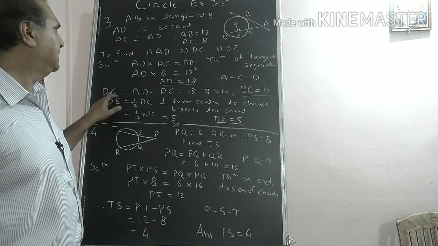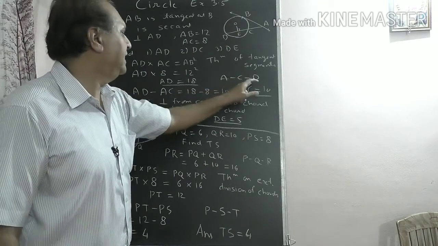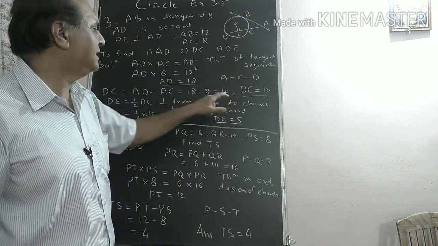So you could write DC is AD minus AC. So 18 minus 8, 10. Second answer, DC.